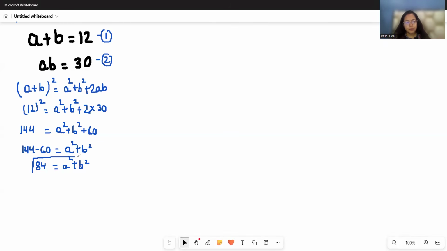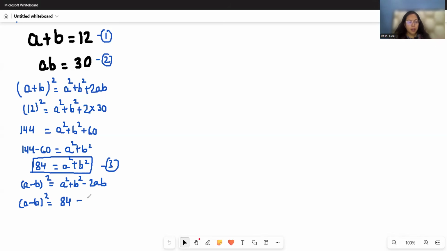Now, another identity: (a minus b) whole square is a square plus b square minus 2ab. So (a minus b) whole square equals a square plus b square, which is 84. This is equation number 3. Minus 2 times ab, which is 30. So (a minus b) whole square is 84 minus 60, which equals 24.